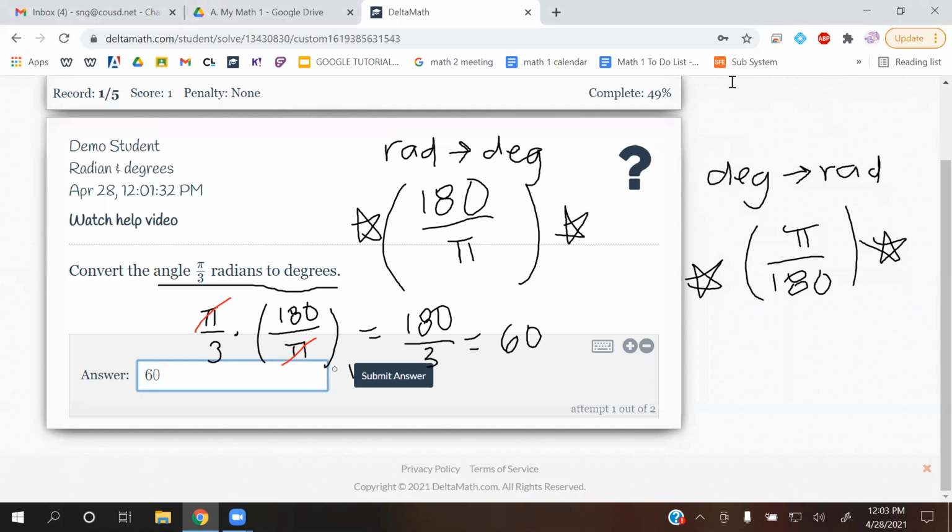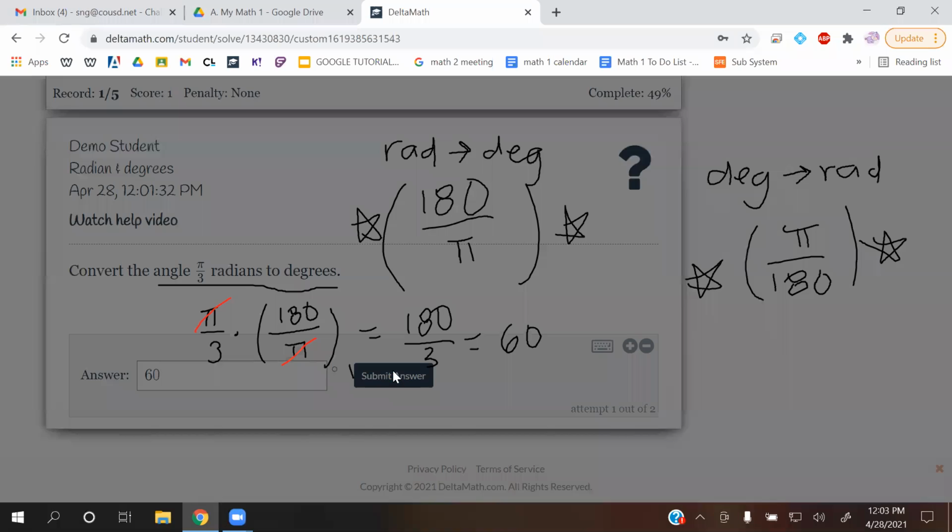Remember that when you see 180 over 3, that is literally a division problem. 180 divided by 3. That's what a fraction is. So once you divide it, you get 60. That is your final answer.